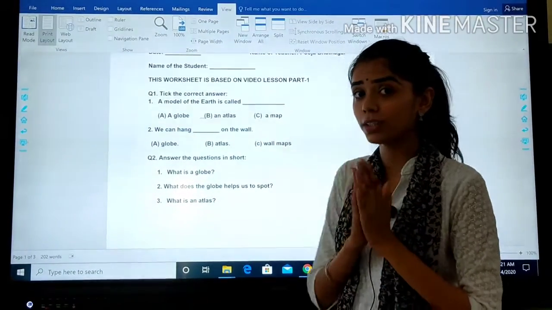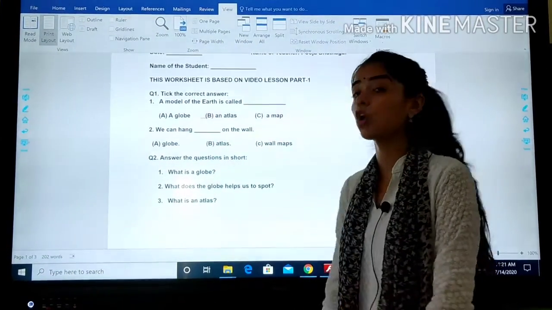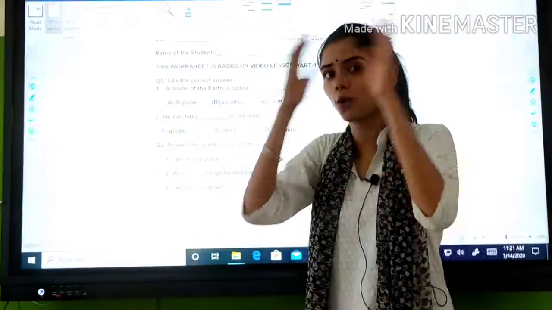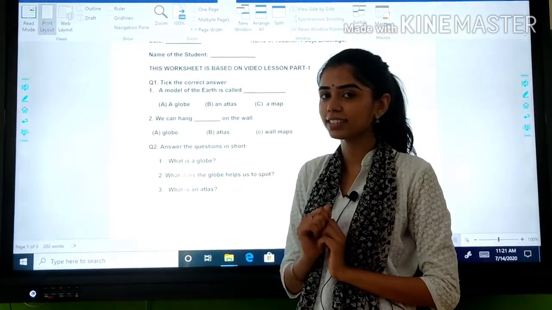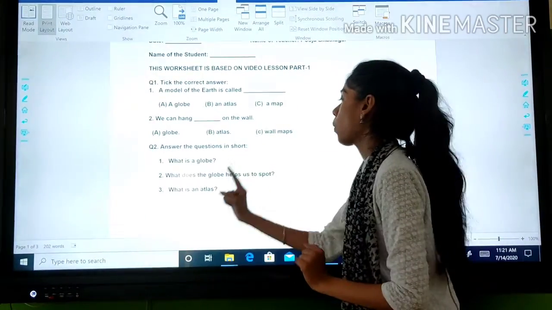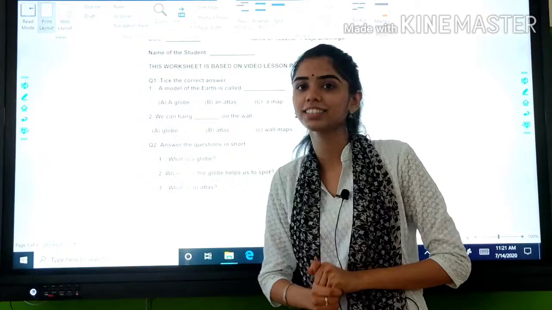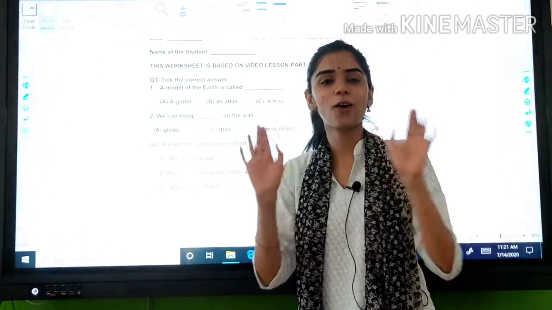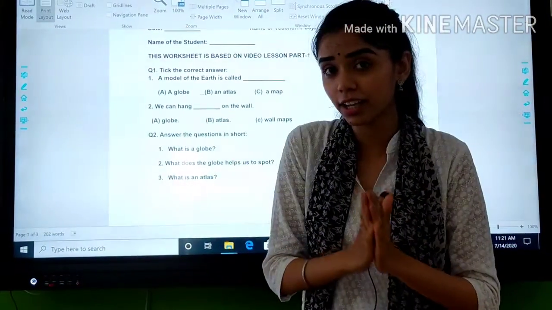Okay, now I know what is a globe. I know you all know the answer. Second, what does the globe help us to spot? Globes help us to spot so many places. We have discussed. You will write it. The last one. What is an atlas? It is related to maps. Okay, so that is all. That's all the hint I will give. You have to solve all these answers and questions in your SST notebook.